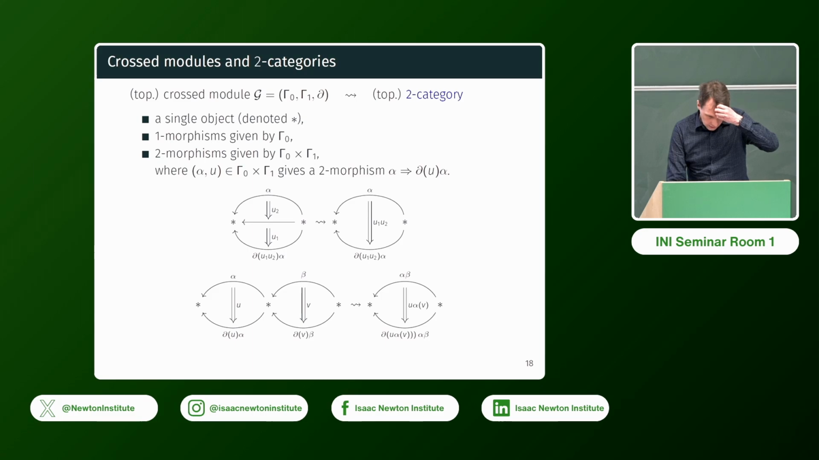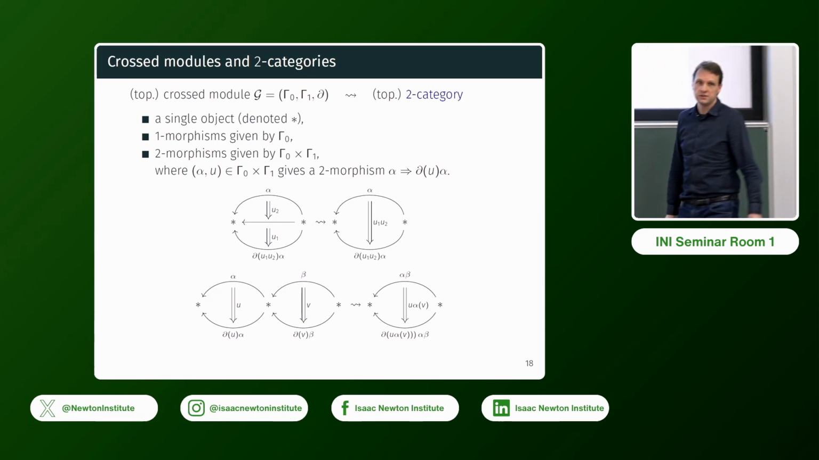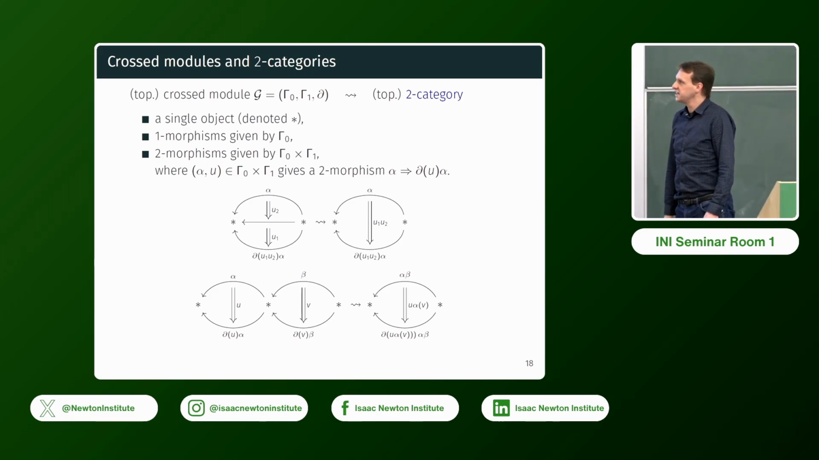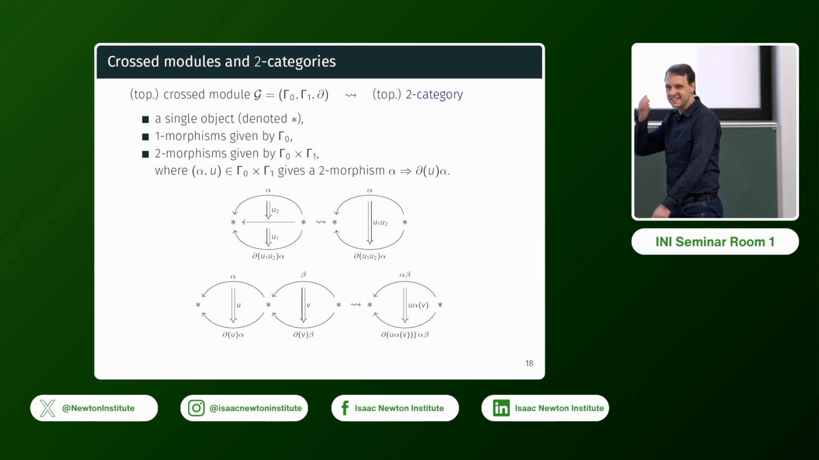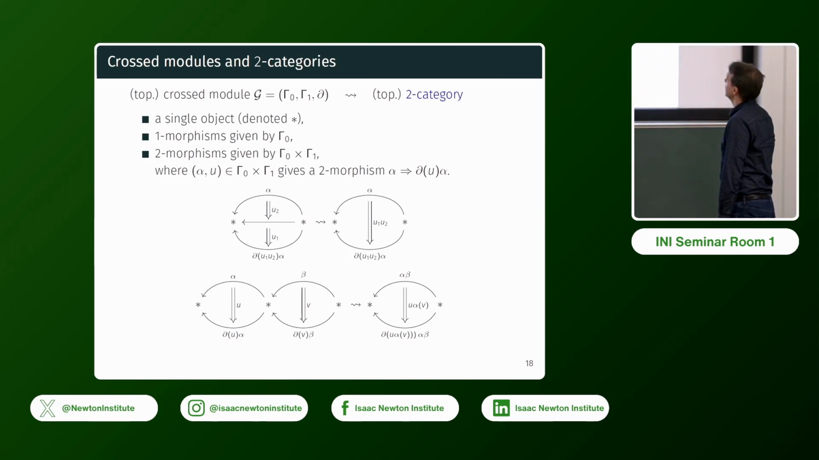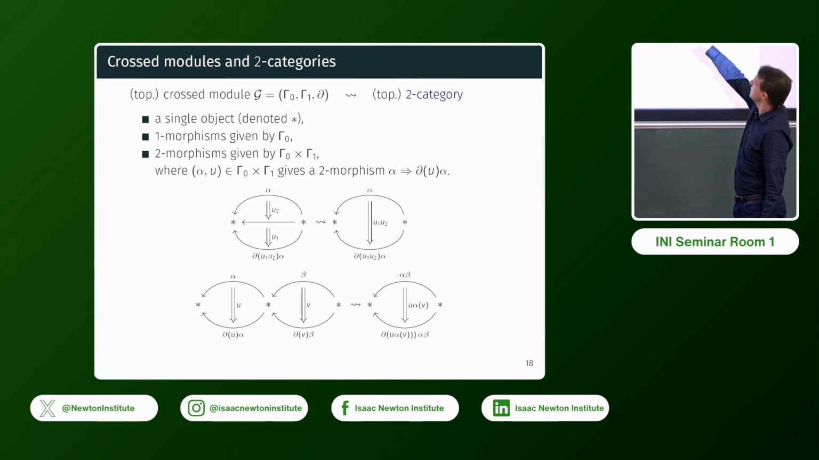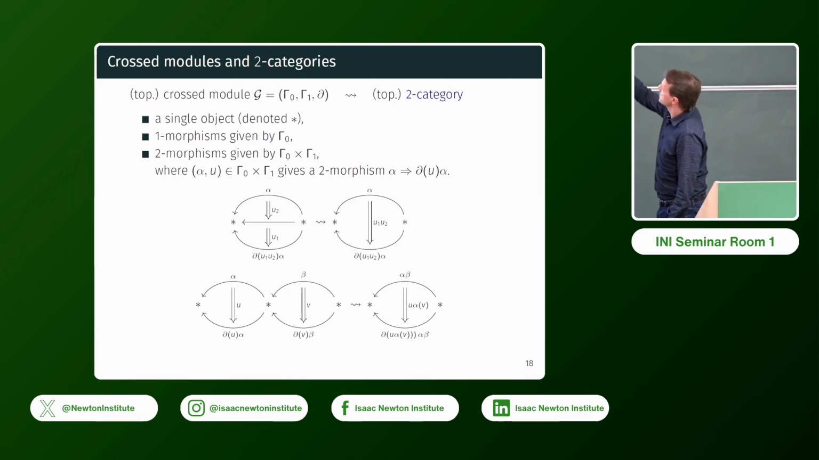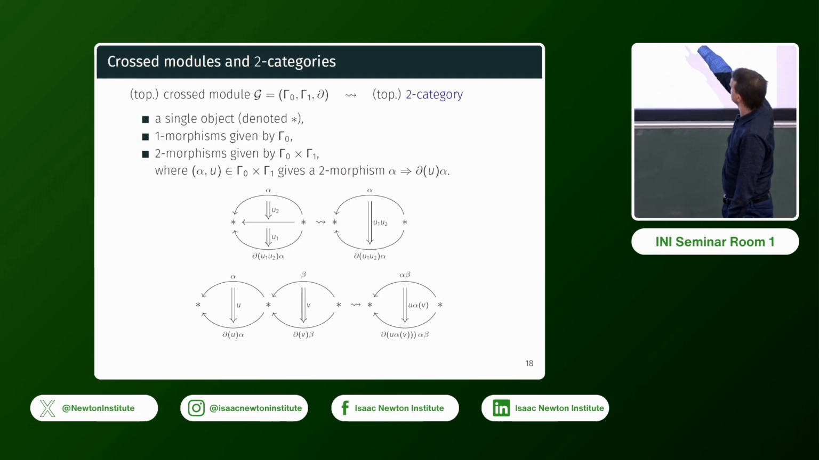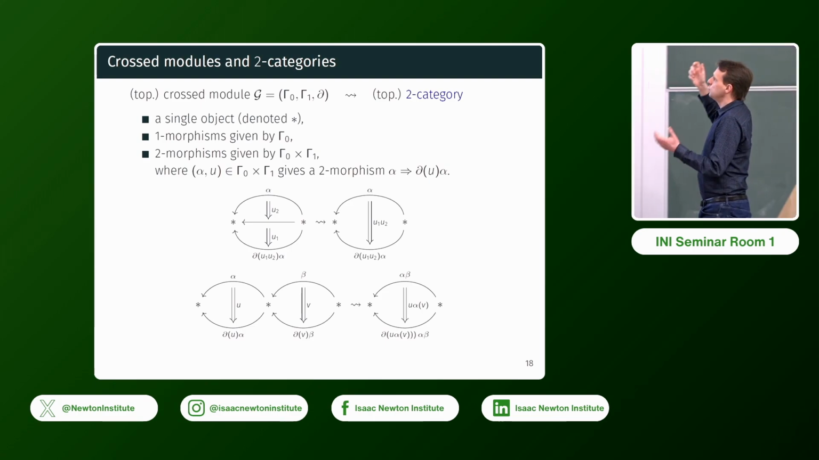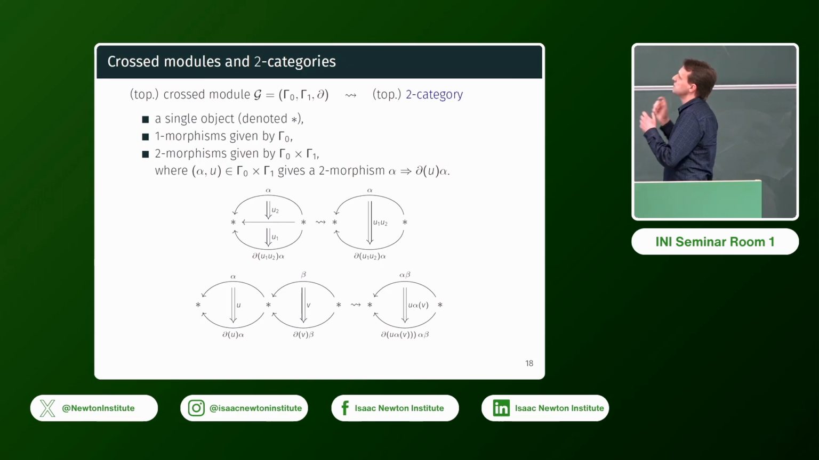And now I think I have to confess that I've lured all of you into a trap, because we were doing category theory all along. One thing that I can do when I have one of those topological cross modules is I can construct from this a topological 2 category. And here's roughly how this works. The topological 2 category will have a single object, which I will denote by this little star. Then I have a space of 1 morphisms given by gamma 0. And then I have a space of 2 morphisms as well, which is gamma 0 times gamma 1.